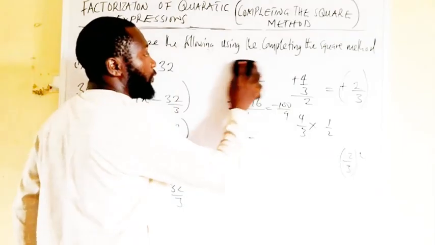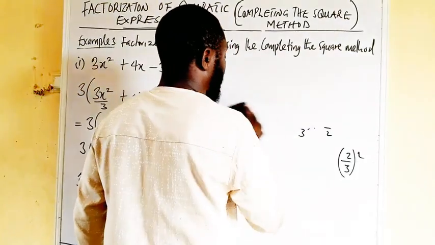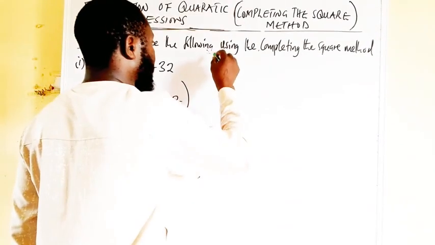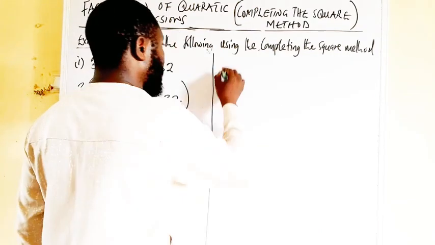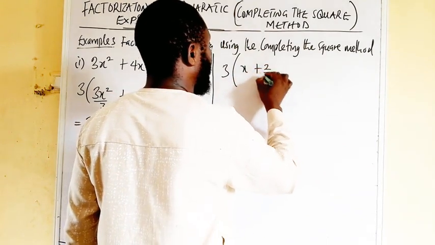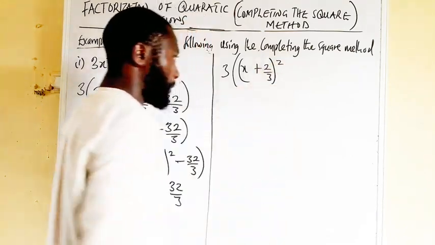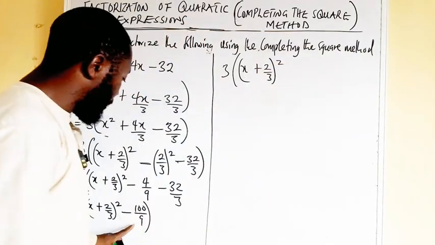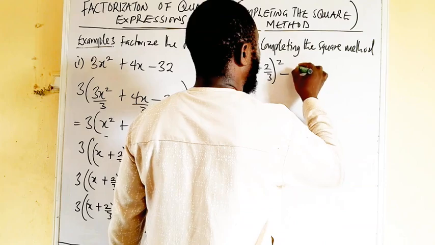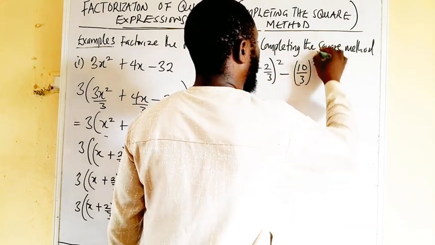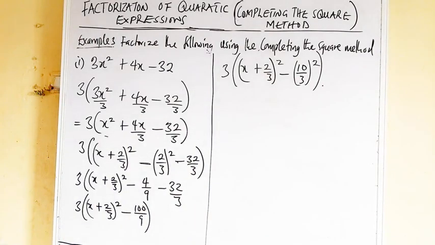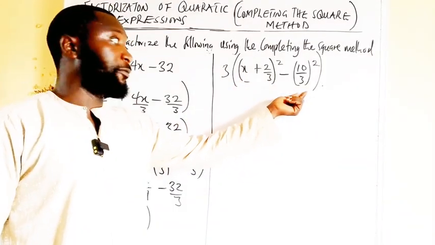So now we still have our 3 outside. 3, put the bracket now. x plus 2 over 3, everything squared. 100 over 9 is the same as 10 over 3, everything squared. You can see now that we're able to complete the square. This is the square of a number, this is the square of a number.